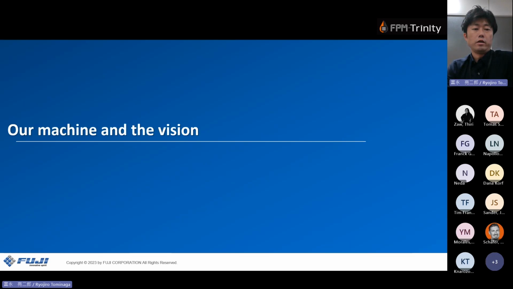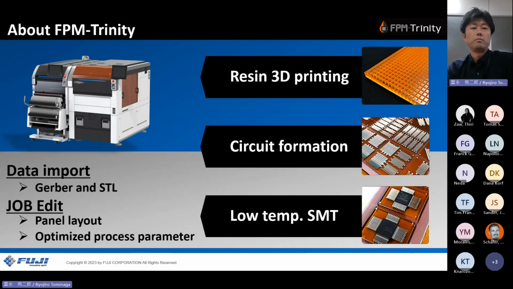So by those reasons, our machine vision is the integration of every process in one piece of machine. The machine name is FPM Trinity. The reason why we named this machine Trinity is the three key important functions. One is resin 3D printing. The second one is circuit formation. The last one is low temperature SMT. So this machine has those three functions.